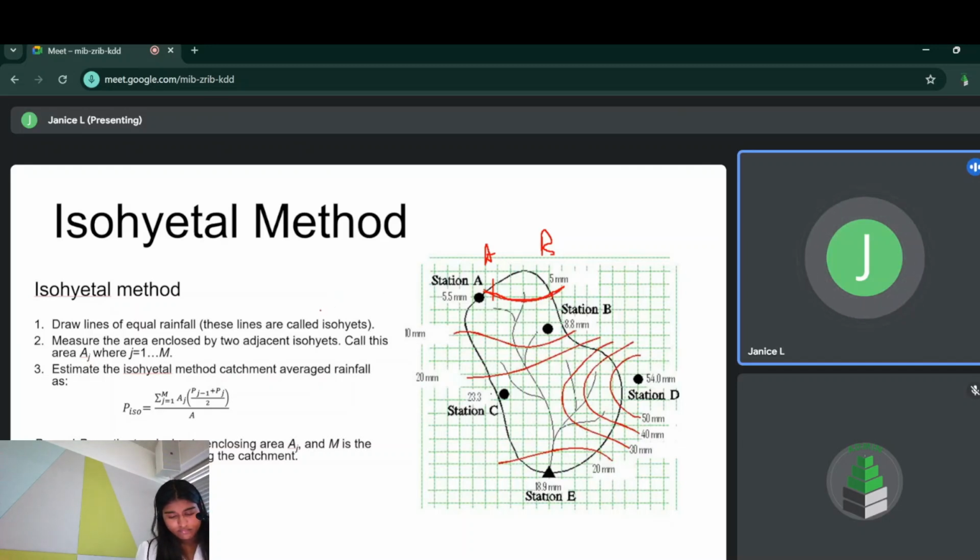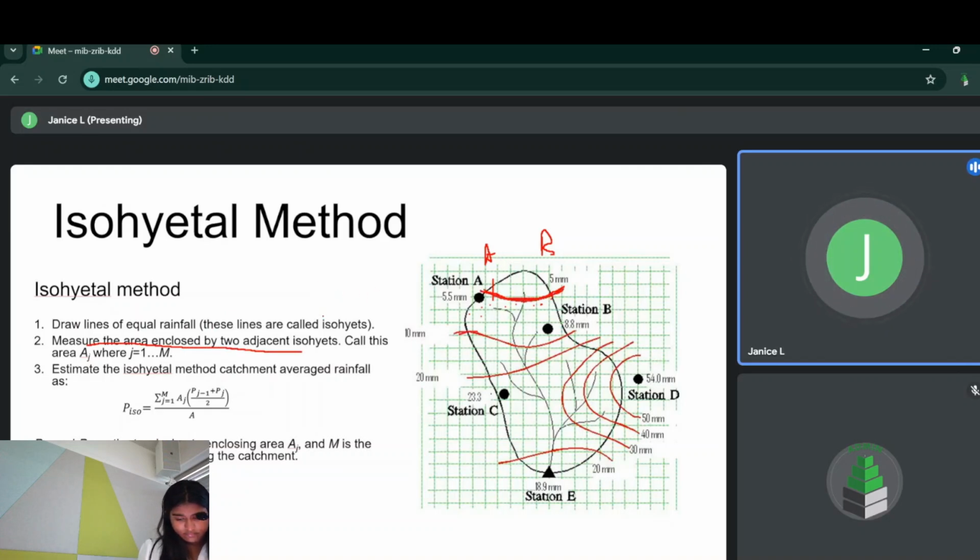Then you do something very similar to what we did before with the Thiessen method. You're going to go in and just hand count every single square. It's tedious, but that's how they do it. You're just doing a rough estimate of the area. What is the area? And then you look at the area enclosed by two adjacent isohyets.